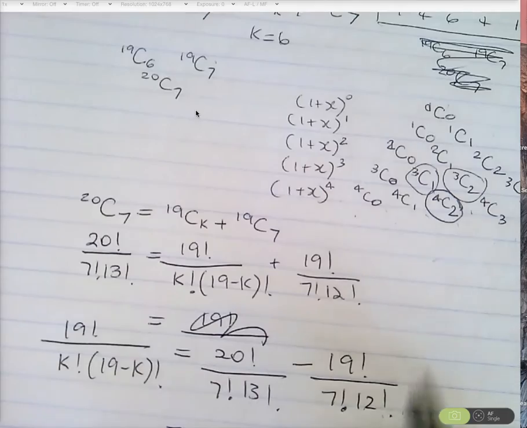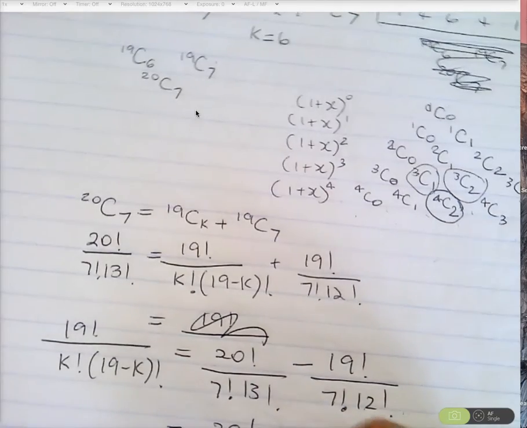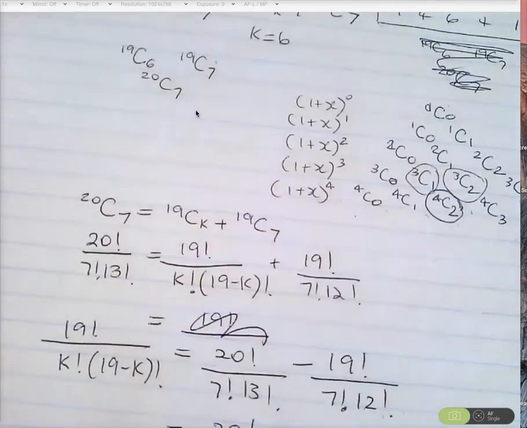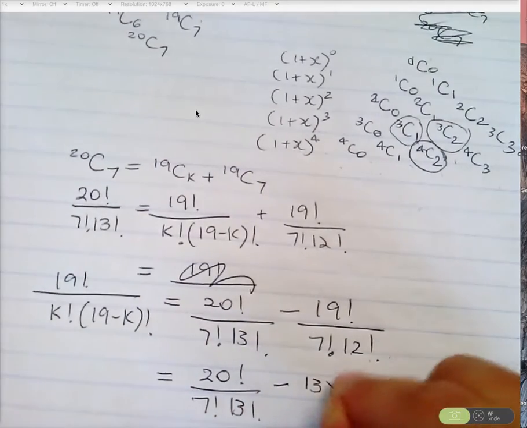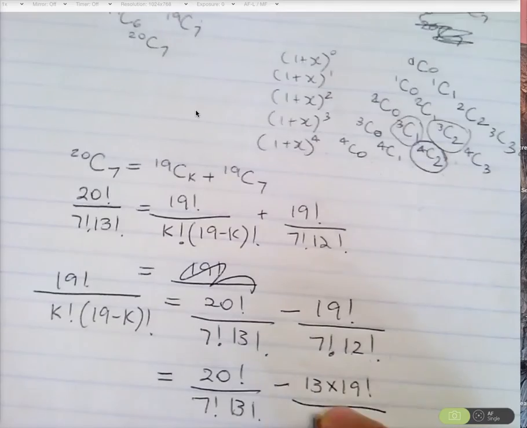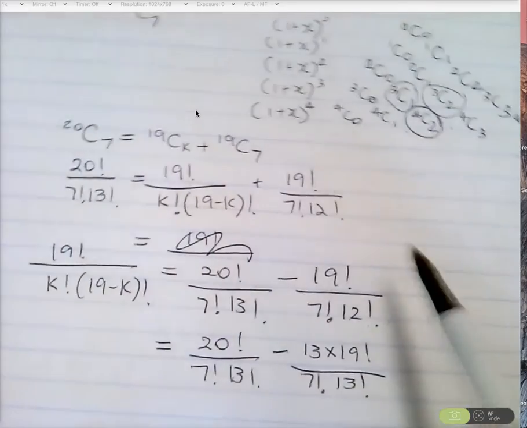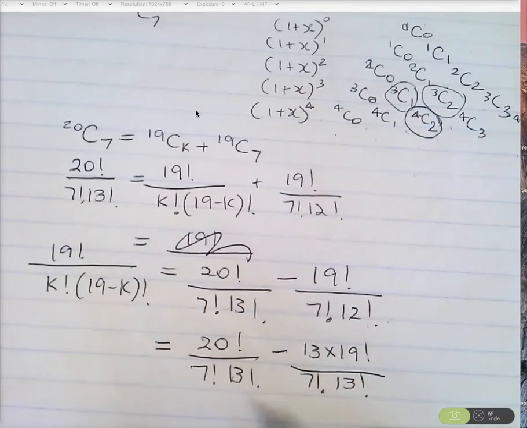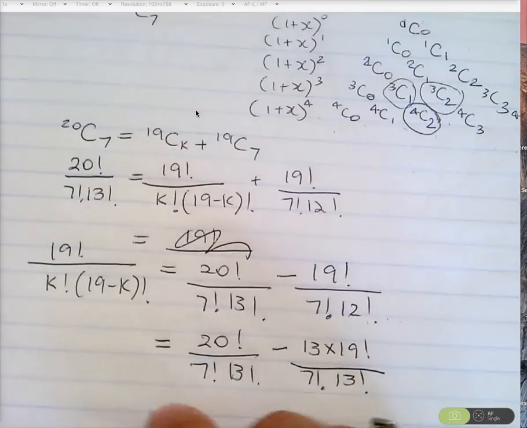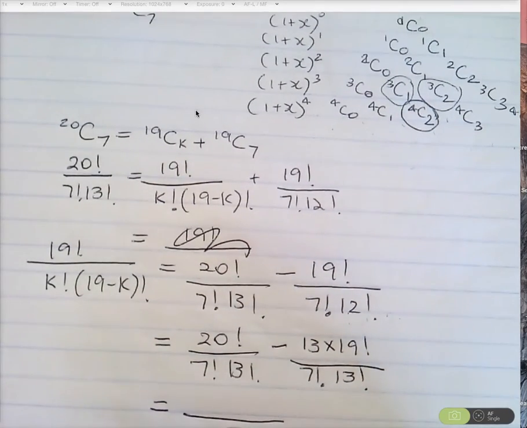Did you times this by 13 on 13? So the right-hand side is 20 factorial over 7 factorial, 13 factorial minus 13 times 19 factorial over 7 factorial, 13 factorial. Because what we've really done is multiplied this second fraction by 13 over 13, giving us this. Now this 12 factorial changes to a 13 factorial. So we've got the same denominator, 7 factorial over 13 factorial.